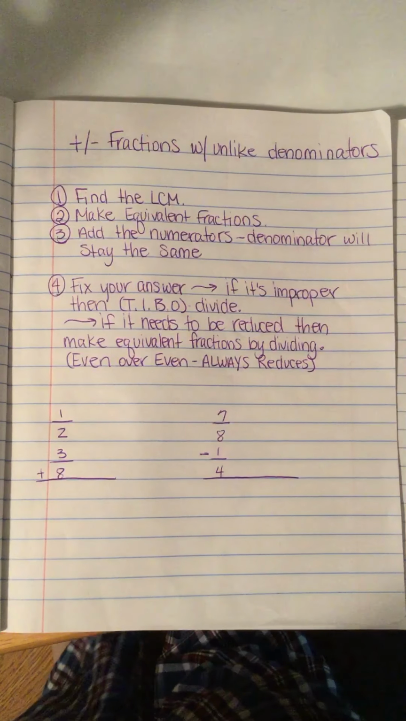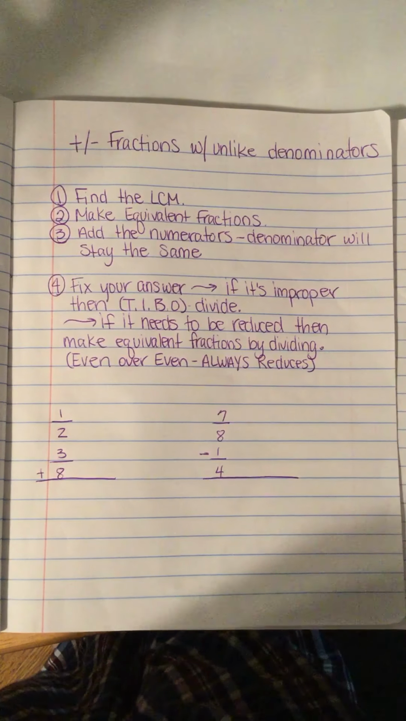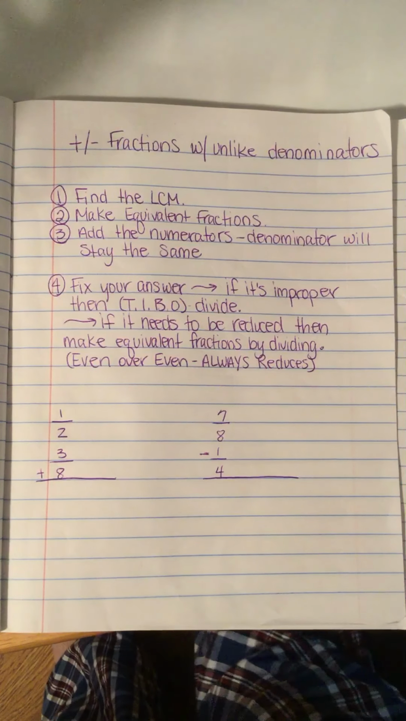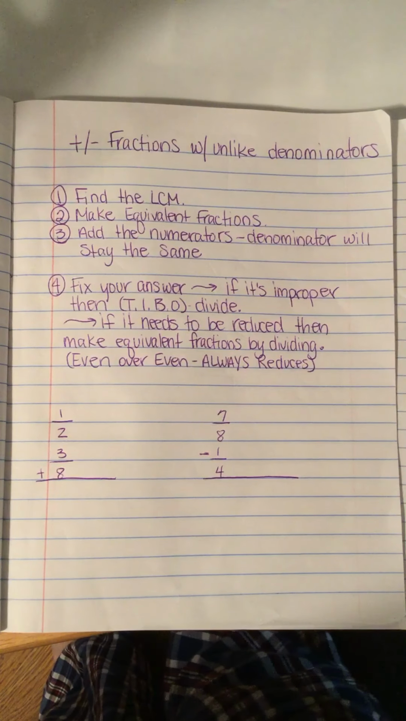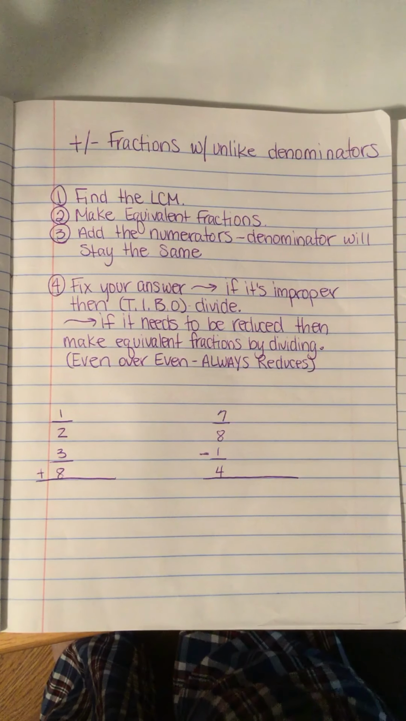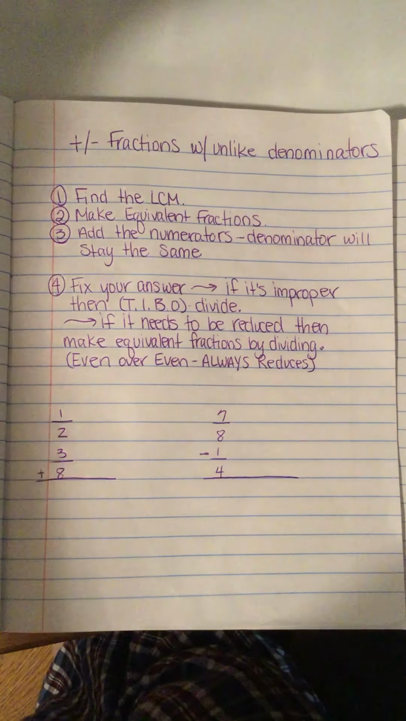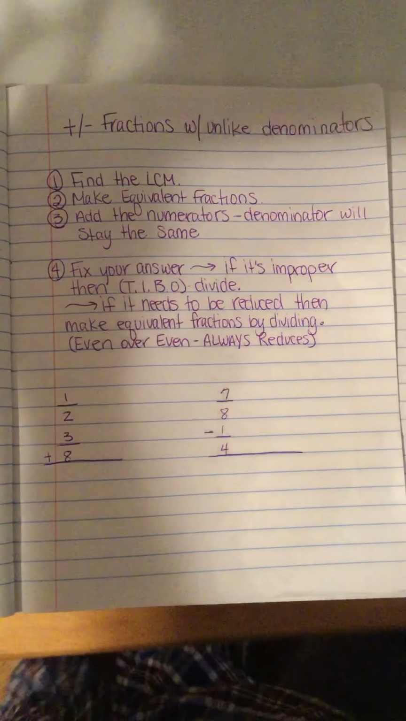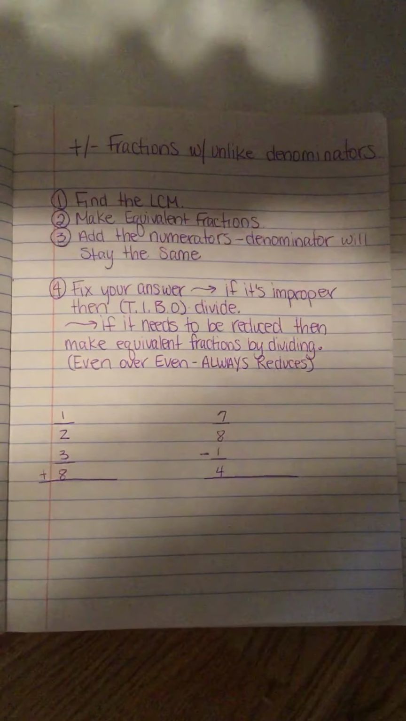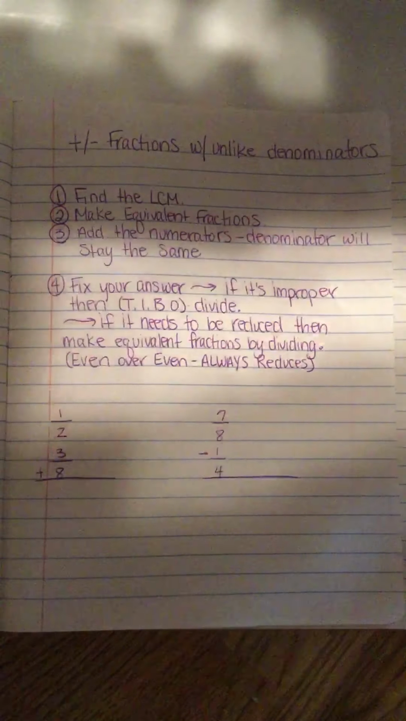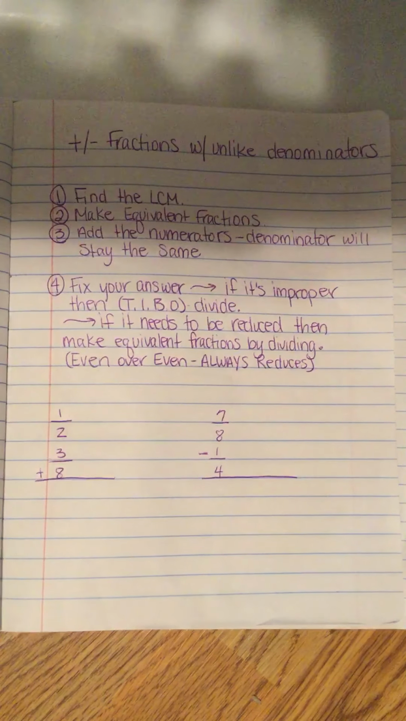Okay, so we're going to talk about adding and subtracting fractions with unlike denominators. We've already covered most of it, but we're going to do a run through. Step 1 is to find the LCM. Step 2 is to make equivalent fractions. Step 3 is to add the numerators and know that the denominator will stay the same. Step 4 is to fix your answer.